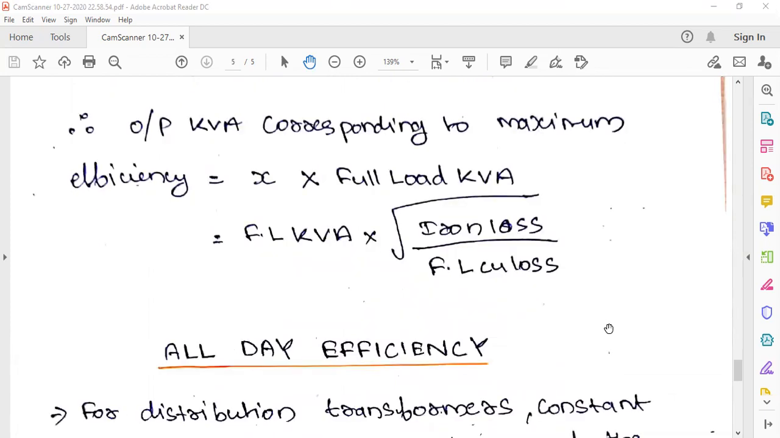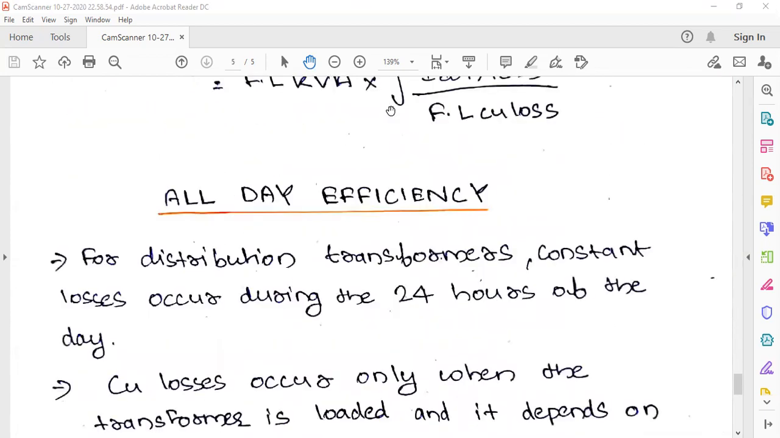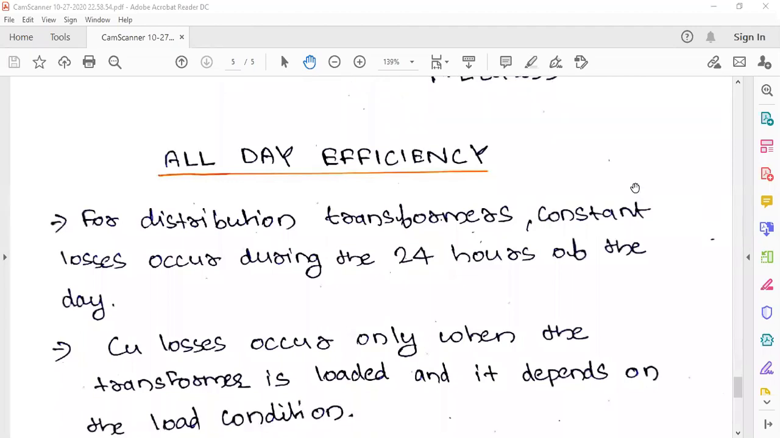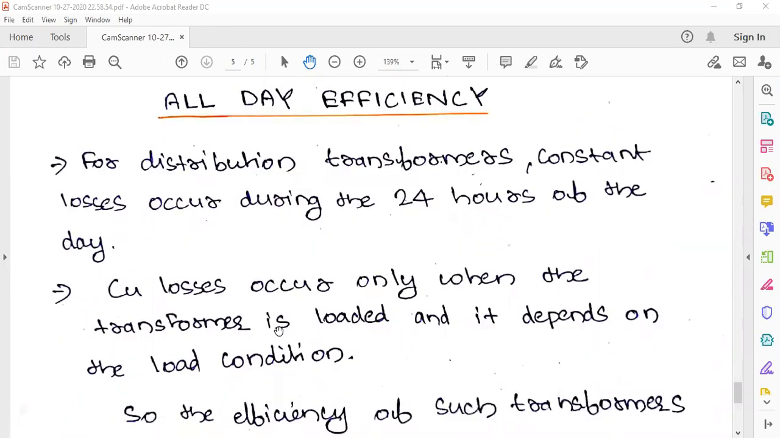Now another concept is the all-day efficiency. We know that there are different types of transformers. Instrument transformers we have, then distribution transformers, then power transformers, everything. All-day efficiency is particularly for distribution transformers. For distribution transformers, constant loss occurs during the 24 hours of the day. But copper loss occurs only when the transformer is loaded and depends upon the load condition.